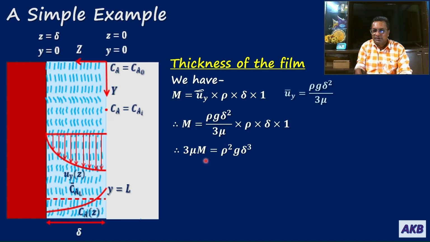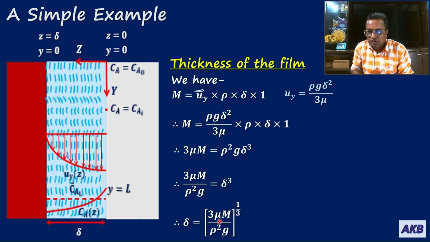That is, 3 mu into m is equal to rho square g delta square into delta, which is delta cube. So that is 3 mu into m by rho square g is delta cube. That is, delta is equal to (3 mu m by rho square g) raised to 1 by 3. Most of the time the mass flow rate per unit width will be known to you. If that is the case, then you can use this equation to get the thickness of the film. Let us move ahead.